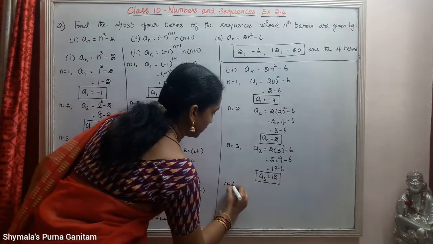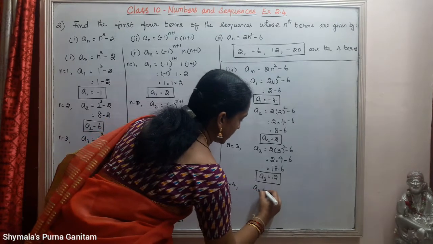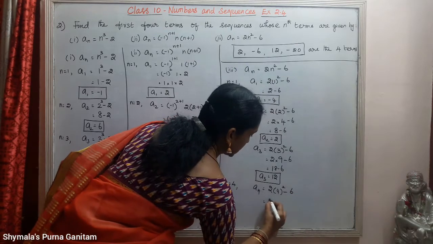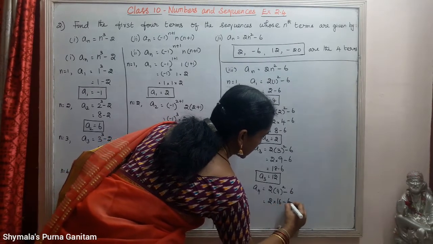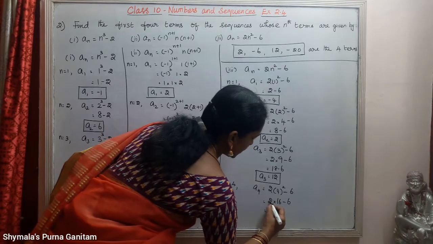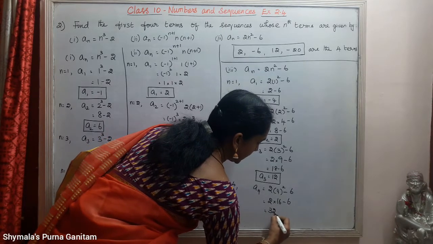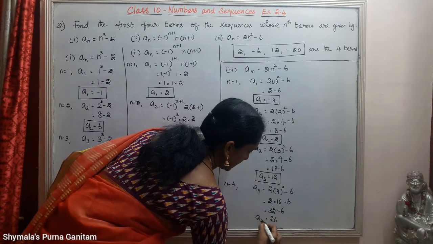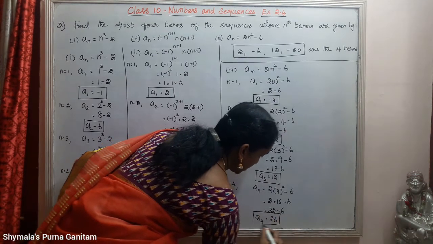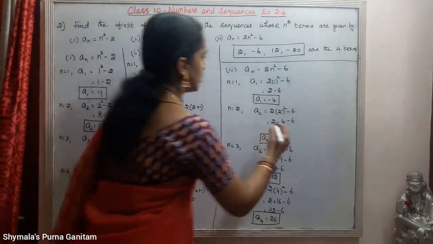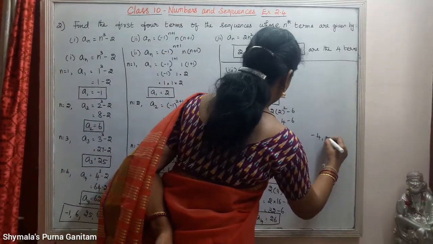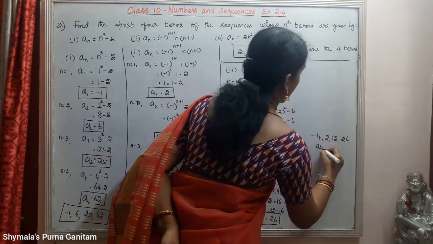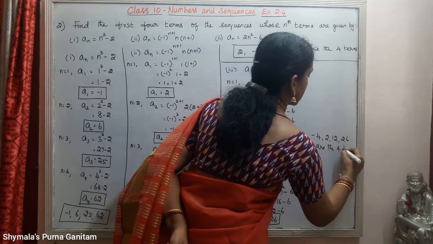Then n is equal to 4. So a4 is equal to 2 into 4 squared minus 6. So 2 into 16 is 32, 32 minus 6 is 26. So a4 is 26. So the 4 terms are minus 4, 2, 12 and 26.